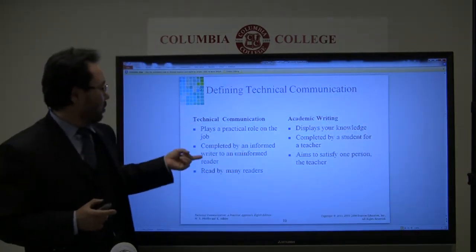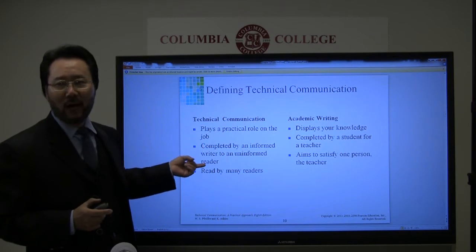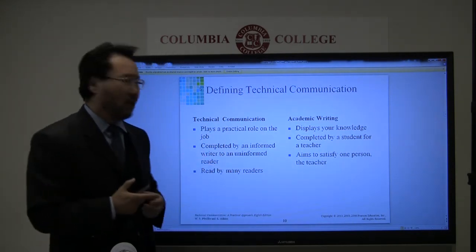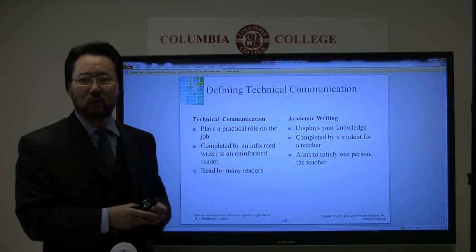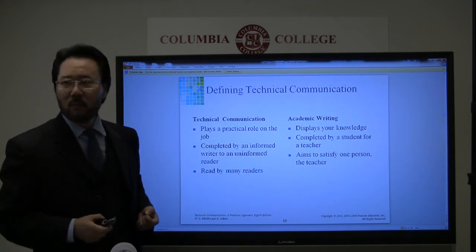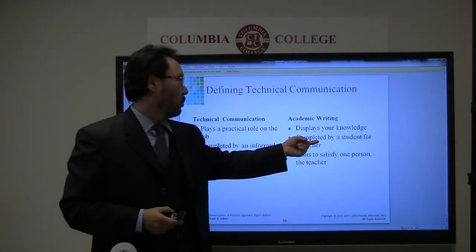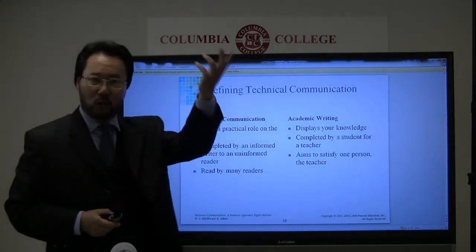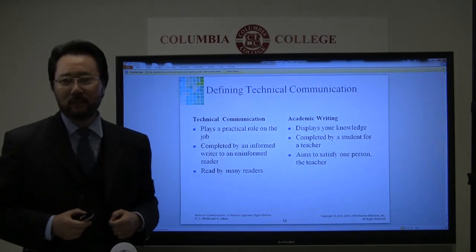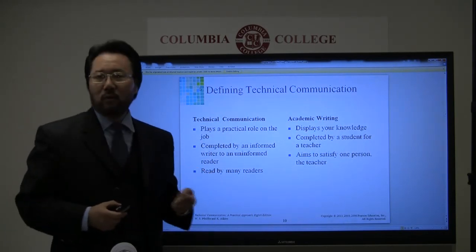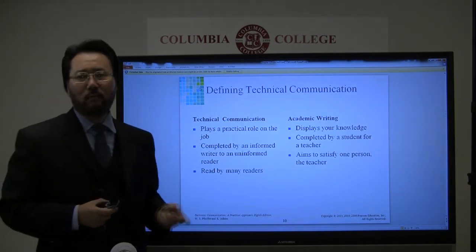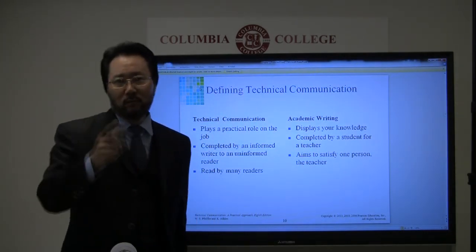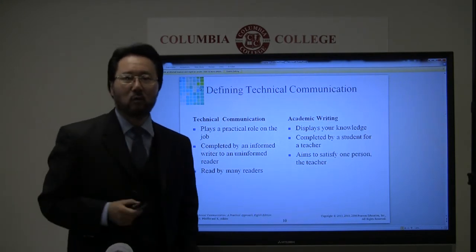In technical communication, writing is completed by an informed writer for an uninformed reader. So if you're a writer, you are the informed writer, and you are trying to convey your knowledge or message to an uninformed reader. However, in academic writing, basically a student is writing a paper for a teacher's opinion or advice. In the workplace, your writing will be read by many readers. However, in academic writing, your aim is to satisfy one person, who is your teacher or professor.